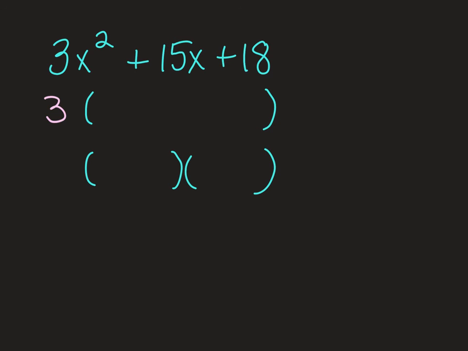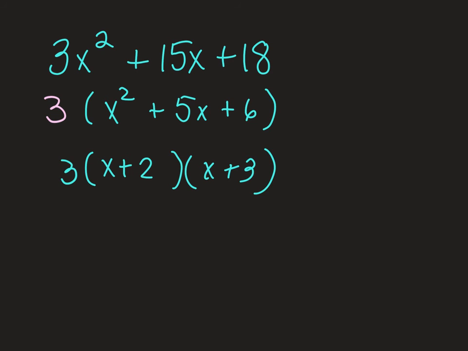So if I pull out a 3, what's left? Well, the first term is x squared. Second term is 5x. Last term is 6. Hey, this is both matching, both pluses. Can you already see how to get factors of 6 that'll make a 5? X plus 2, x plus 3. And I've got that 3 out in front. So hey, that made it a lot easier when I took out the greatest common factor.